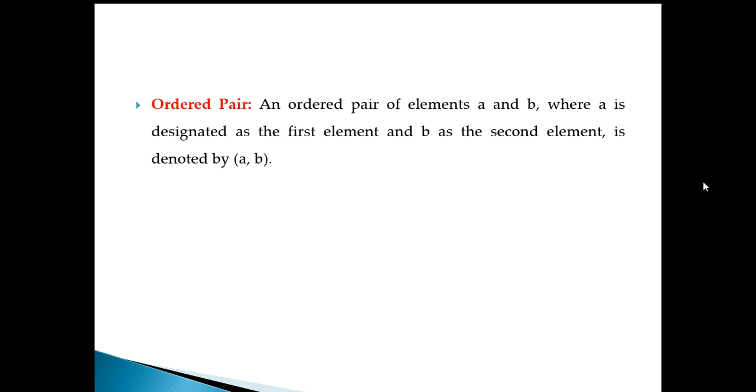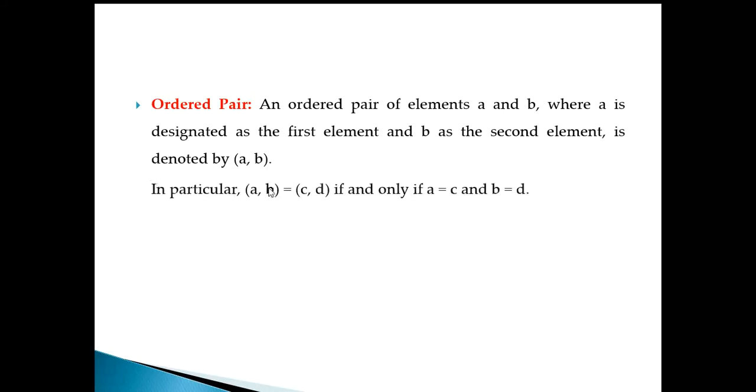So what is an ordered pair? An ordered pair of elements a and b, where a is designated as the first element and b as the second element, is denoted by (a, b) within small braces. So this is the representation of the ordered pair.